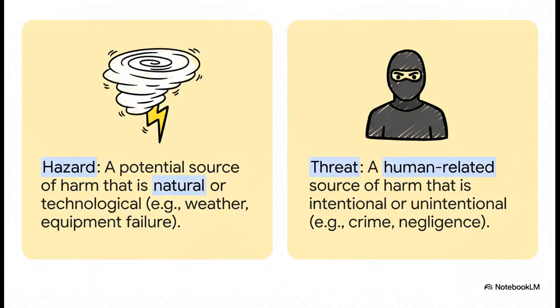Okay, so to really get our heads around this, we have to talk about a really important distinction the handbook makes. It's the difference between a hazard and a threat. A hazard is something like a natural disaster, a flood, something without human intent. But a threat, that's always human. It could be a deliberate crime, like our fraud example, or it could even be something unintentional, like somebody just being careless. And that is where security-related risk really begins.